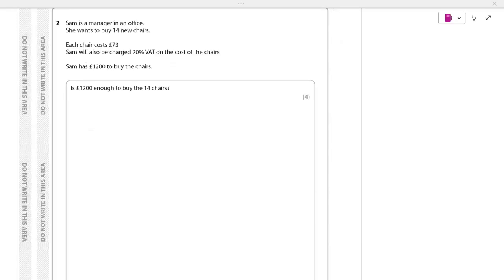Question 2. Sam wants to buy 14 chairs and each chair costs £73. So let's find out the total amount of the chairs. So that is going to be 14 chairs times £73. If we put this in our calculator, 14 times 73, that will give us 1,022 pounds.